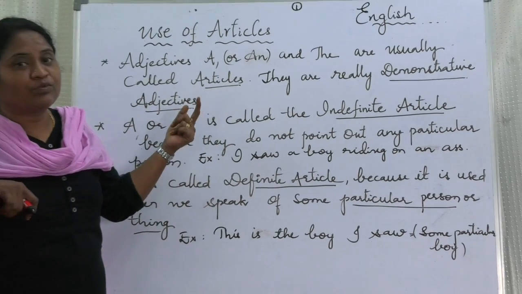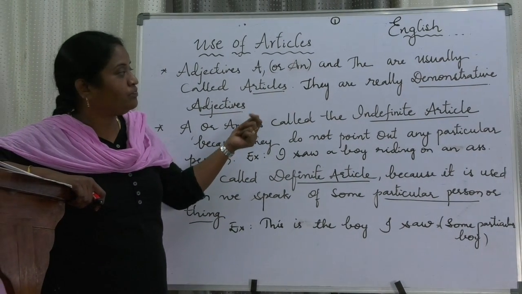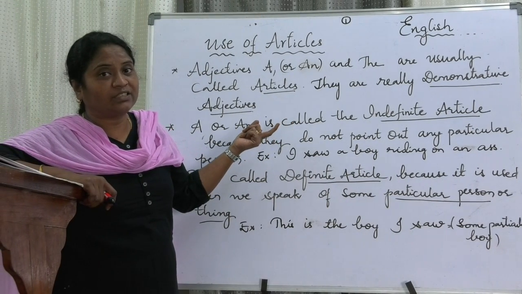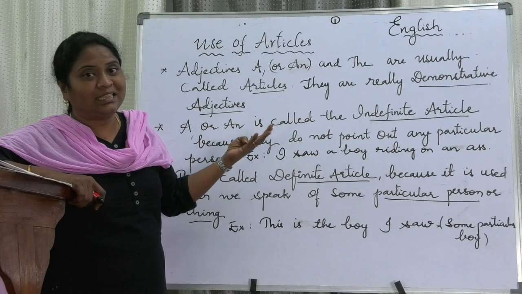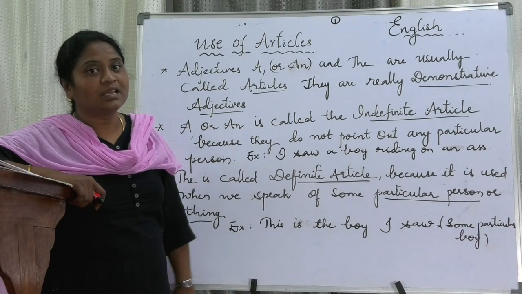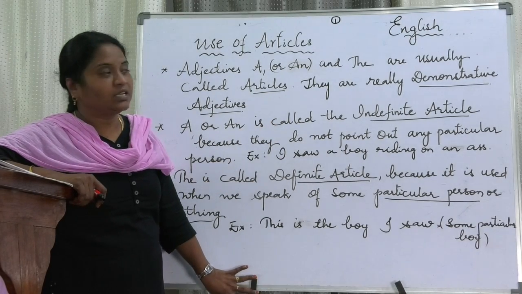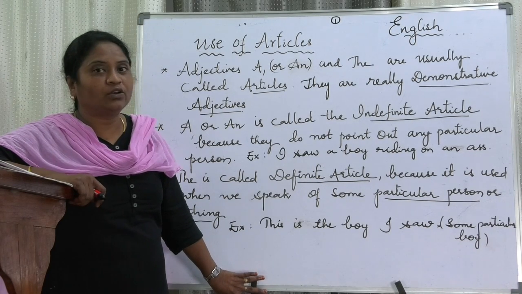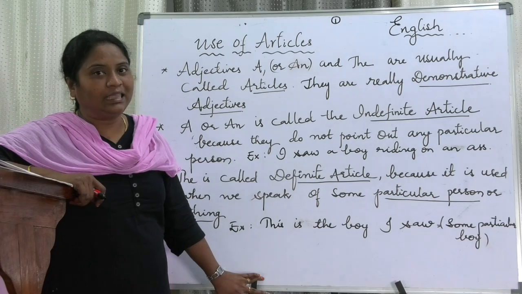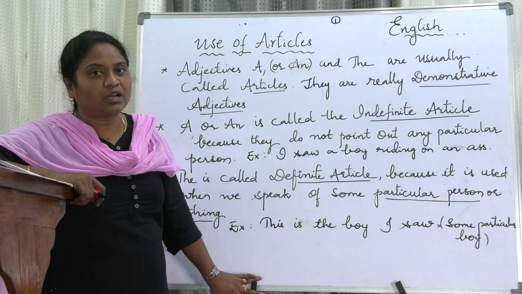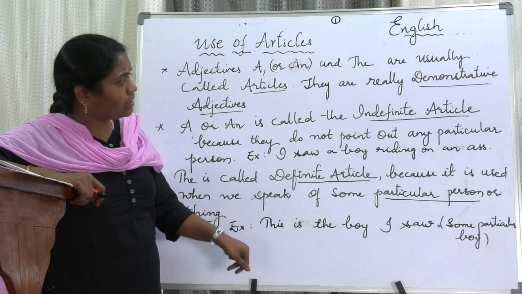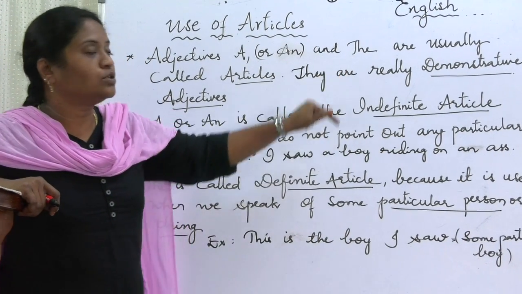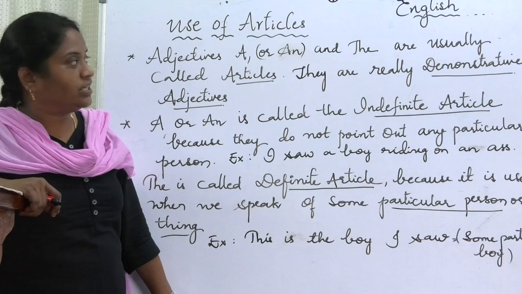In the previous class, when we discussed adjectives, we even discussed demonstrative adjectives, right? What are the demonstrative adjectives? We have four words like this: this, these, that, those. They are the demonstrative adjectives. They are used with nouns, right? They are used with nouns to point out the objects or things. So, such kind of words are called demonstrative adjectives. In the same way, a, an, and the are also called demonstrative adjectives.